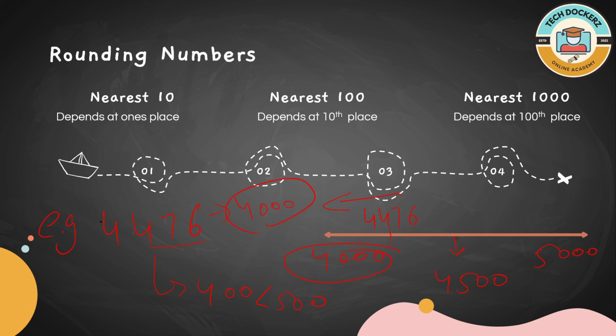All right. I hope this will clear your concept of rounding the numbers to the nearest 10, nearest 100, and nearest 1000. Let's move to the exercises of rounding the number.